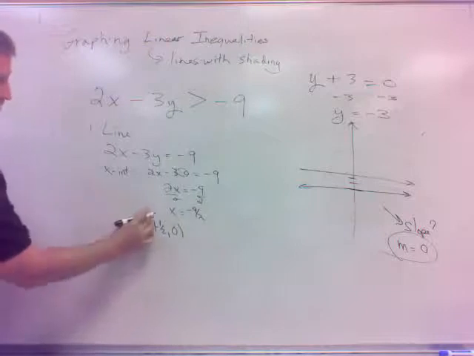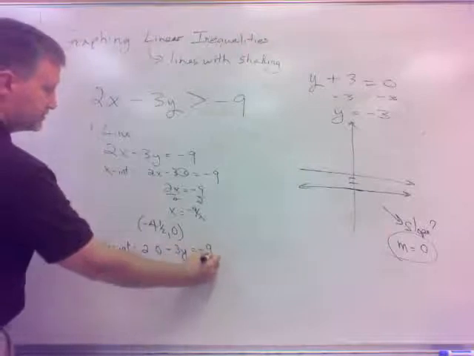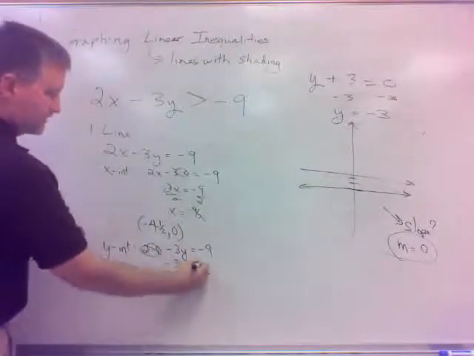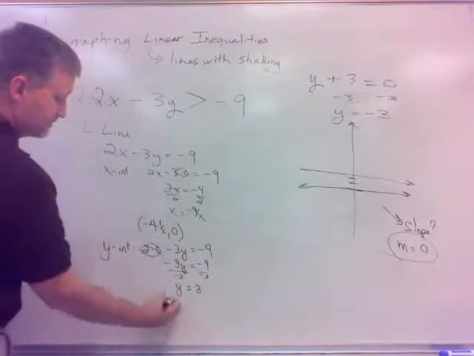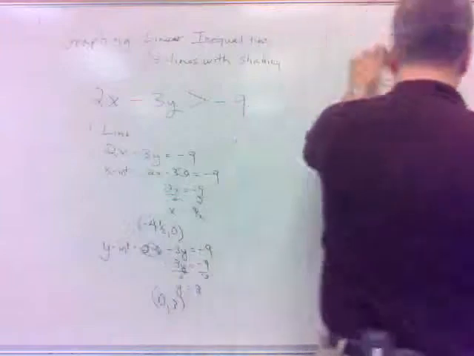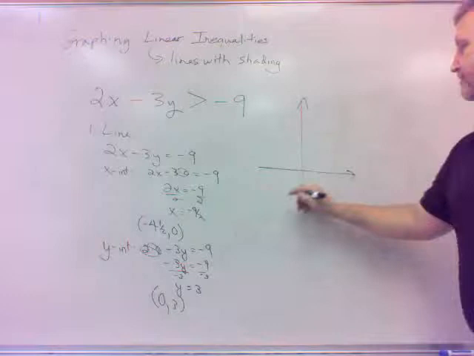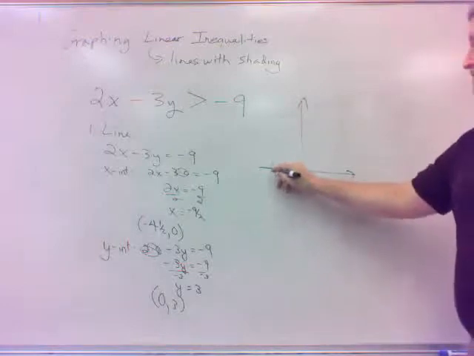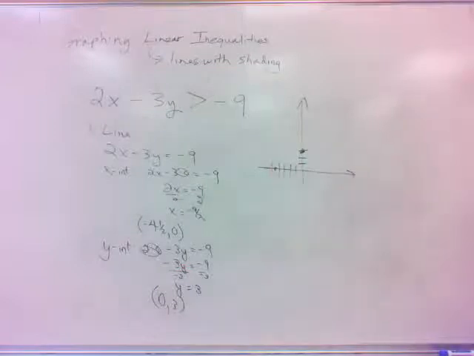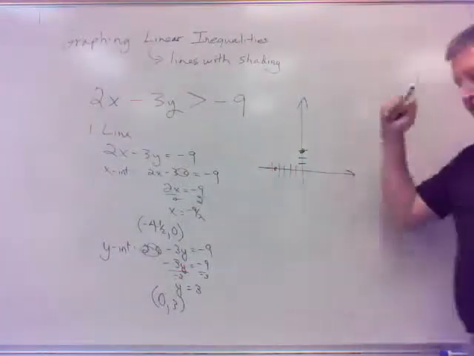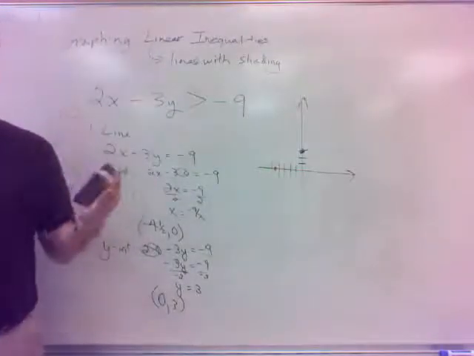And then the y-intercept, set x to be 0. That'll give me -3y equals -9, divide by -3. So we have y equals +3. So the y-intercept is 0, comma 3. All right, so that gets me enough to base my graph on. So that would be -4.5, comma 0, and 0, 3, the y-intercept.